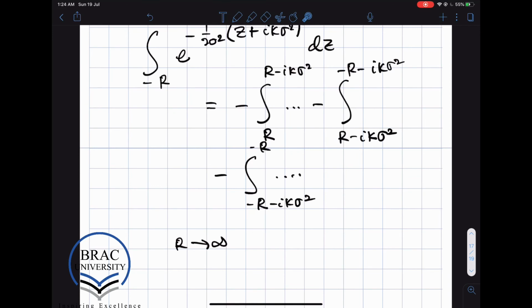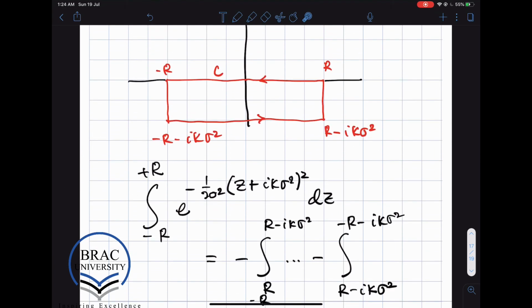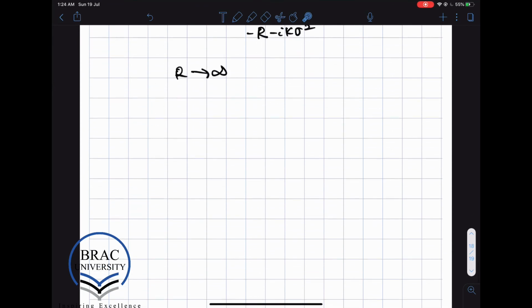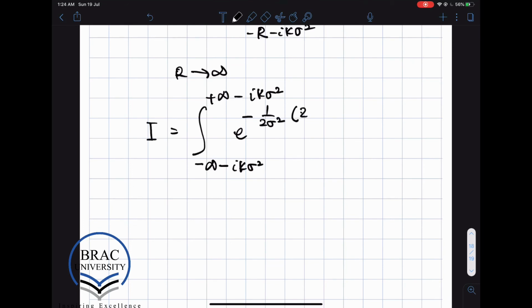And therefore our original integral, which we are trying to evaluate, becomes the integral from minus infinity minus ik sigma squared to plus infinity minus ik sigma squared of e to the power minus 1 over 2 sigma squared times (z plus i sigma squared k) squared dz.